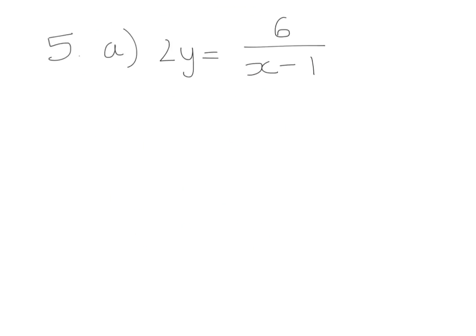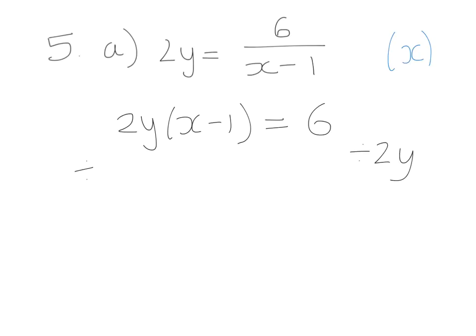Now in the first one you have x in brackets, so that means we want this equation written as x equals. So in order to do that, your first step is going to be to bring everything up to the same line. So we're going to multiply both sides by x minus 1. Once you've done that, you can then divide both sides by 2y. And then there's one final step before you get it in the form x equals. Follow the same process for b and c.